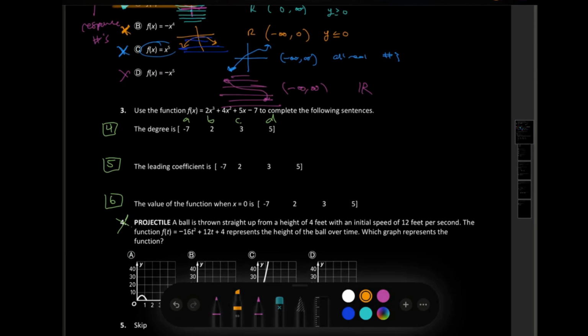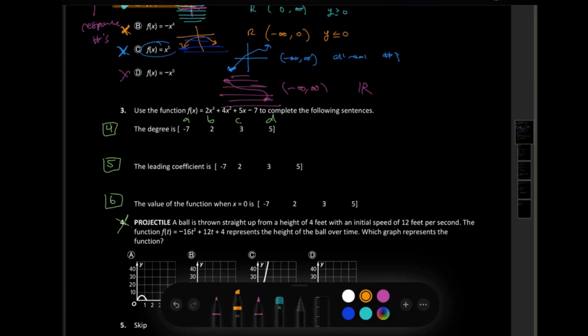Use a function f of x equals 2x to the third plus 4x squared plus 5x minus 7 to complete the following sentences. The degree, okay, let's look at degree. The degree is the highest exponent. So this one, I'm just going to write it. This is 1. This is x to the 0. So the highest degree would be a 3. So response number 4 would be C.